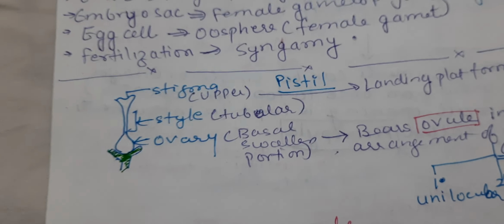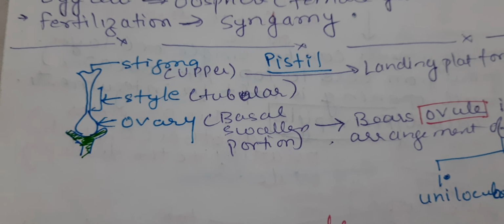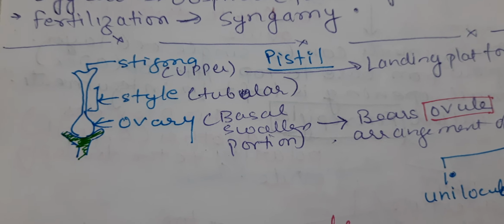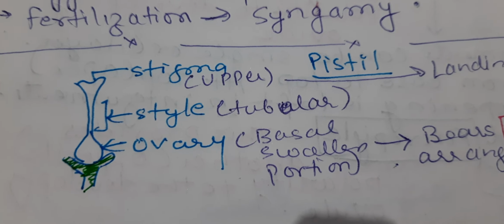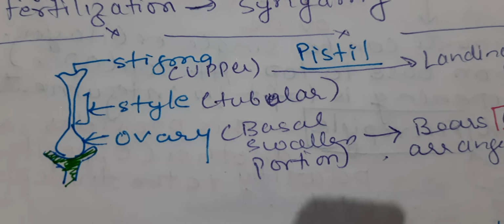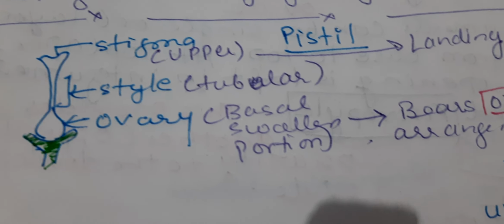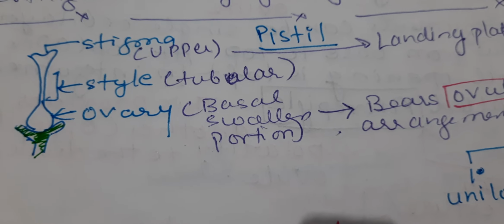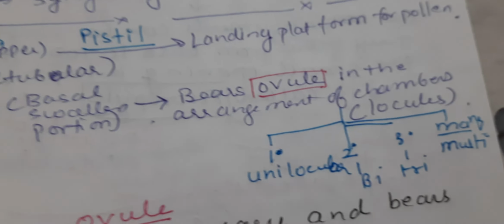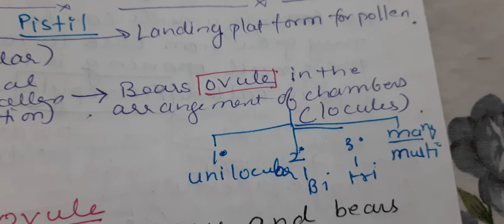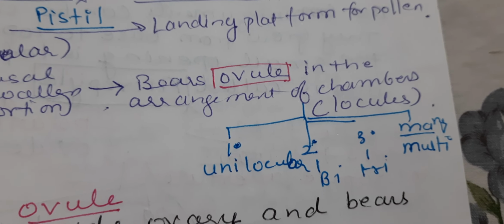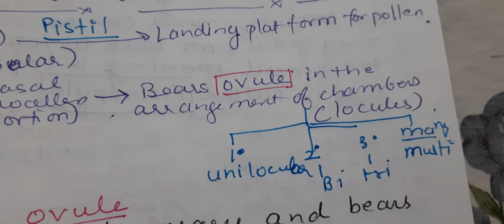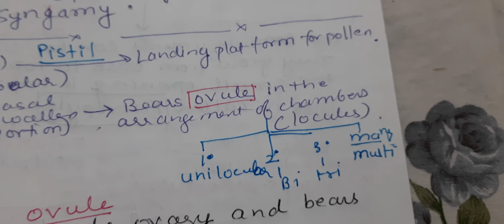Now let's look at the pistil, which is known as the female reproductive part of the flower. So it consists of three parts: the stigma, style, and ovary. The upper portion is the stigma, and the basal one is ovary, and the ovary bears the ovules. Okay, and these ovules are arranged in a certain way in the chambers. These chambers are called locule.